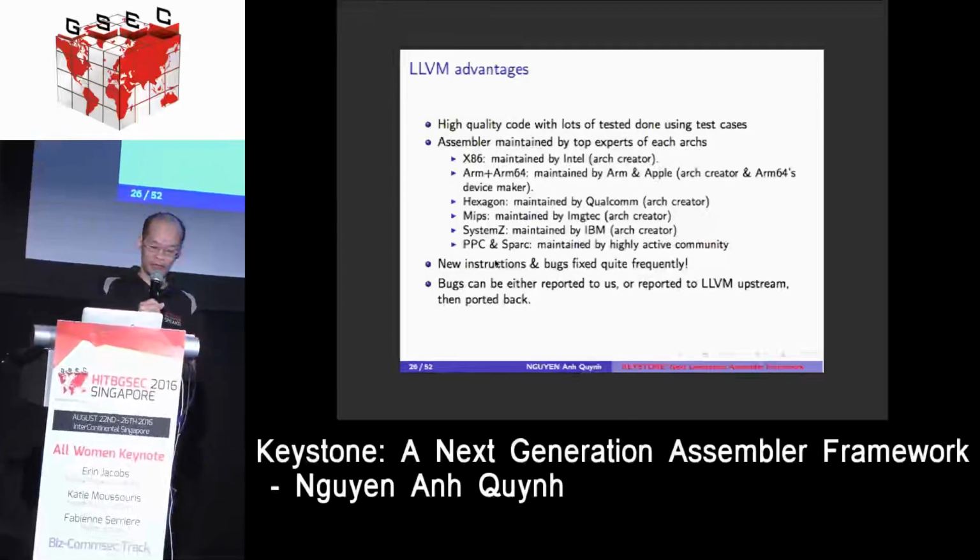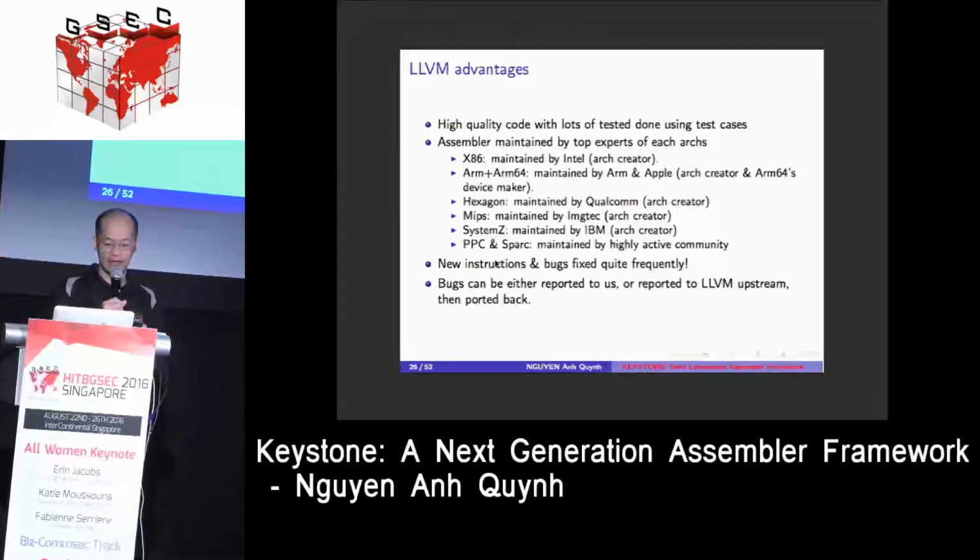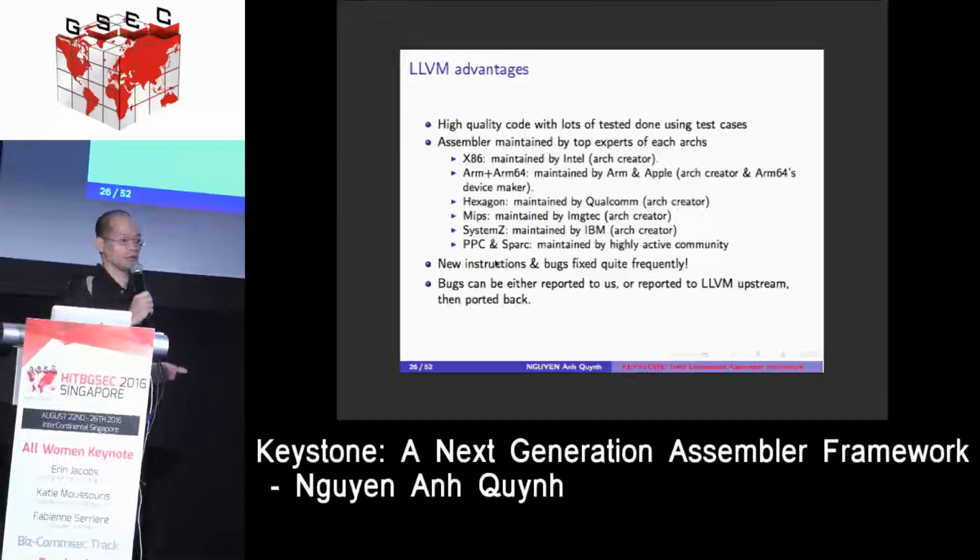First, LLVM is built by professional developers from top companies, so the code quality is very high and it's very well tested. And the assembler inside LLVM is maintained by top experts from each CPU vendor. For example, x86 is maintained by Intel. Who can do better than that? ARM64 is built by ARM and Apple. Can anyone do that better? Hexagon is maintained by Qualcomm, also a CPU vendor. MIPS is maintained by IMG Tech, also a CPU vendor. SystemZ by IBM, which is also a CPU vendor. PowerPC and Sparc are maintained by a very active community. So there's nothing to worry about.